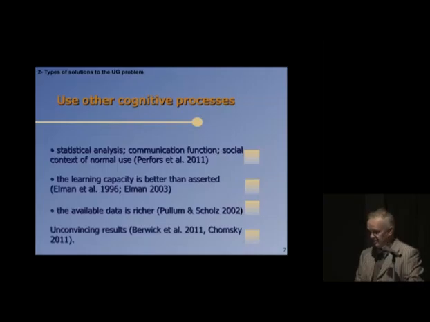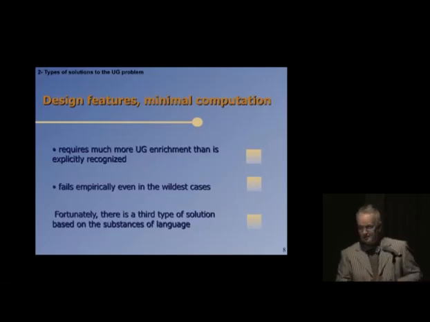And a third solution will be to say something like, the available data is actually richer than what we think. That's the position of Pullum and Scholz, for example, in 2002. But those results are rather unconvincing when you look at the data in detail, and this has been summarized in Berwick et al. 2011 and Chomsky 2011. So the first position, though there are a few things there, on the whole is not very successful. The second position is the one that was alluded to in the introduction, to appeal to design features, to minimal computation in particular.